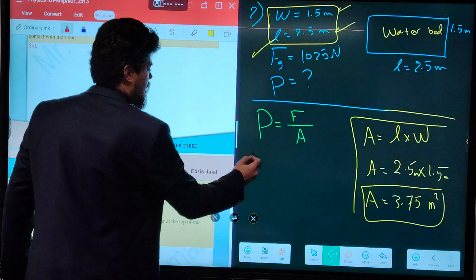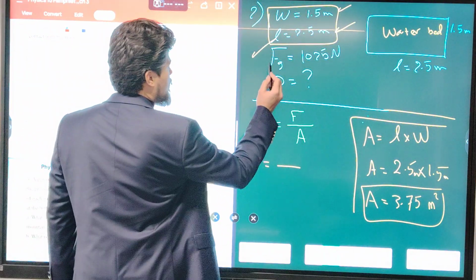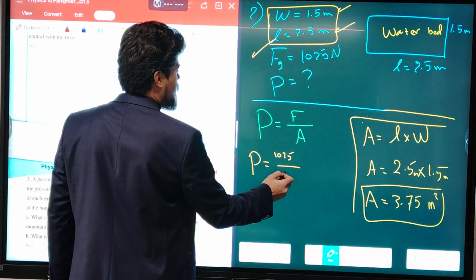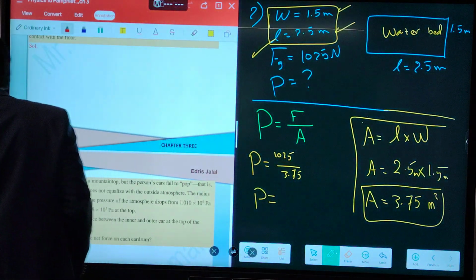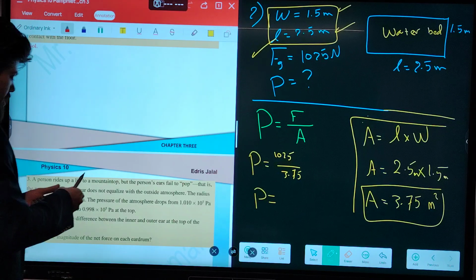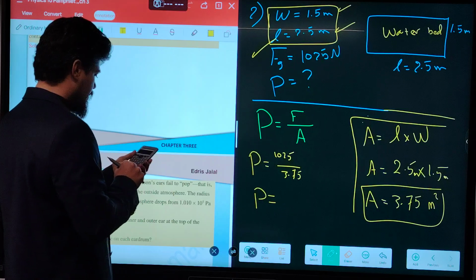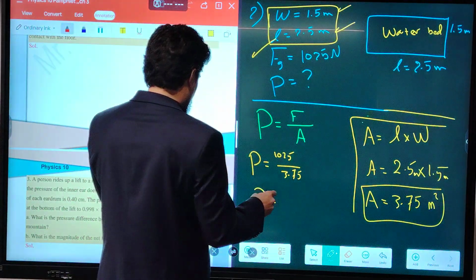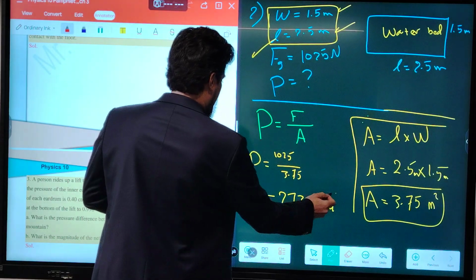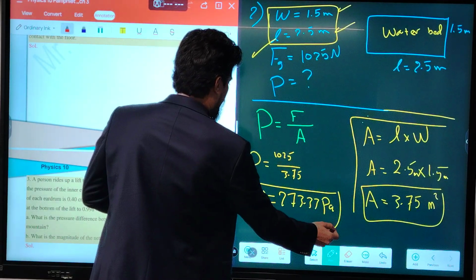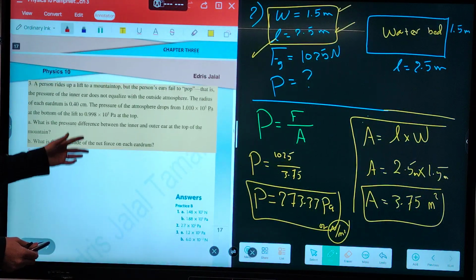So now you can replace into the equation, and of course you can get the answer of the pressure. Force 1025 divided by 3.75. Pressure is equal to, now I'm going to calculate 1025 divided by 3.75, which is equal to 273.33 Pascal, or Newton per meter square. Both are correct.